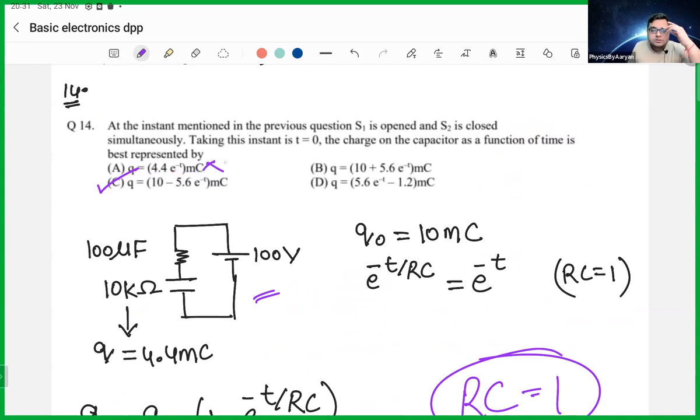Because according to the first option, the charge is decreasing. But no, you are charging, so your charge should increase. According to the second option, if you put time 0, you get 15.6, which is wrong. According to option C, which is correct, if you put time 0, you get 4.4. And according to the last option, if you put time 0, you again get something like 3.4, but here the negative sign is a problem. That is why I'm not choosing this option. Also, there is no logic of this 1.2. So that is why option number C is the correct one.